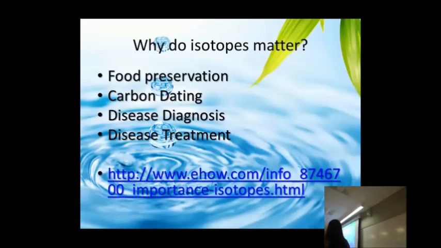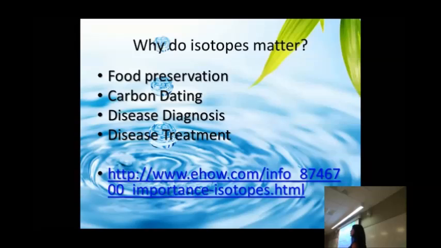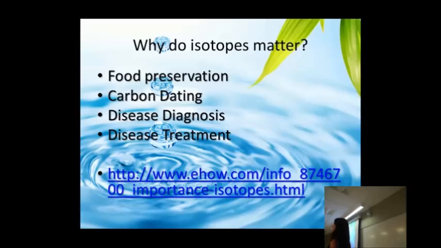Disease diagnosis: we can use radiation to tell about some of the diseases that we see out there, and then in treating them, anybody who's ever heard of radiation for cancer treatments knows that an isotope is very important, because radiation for cancer comes from isotopes.